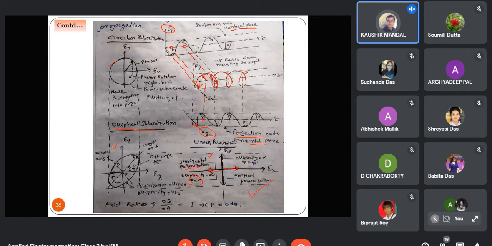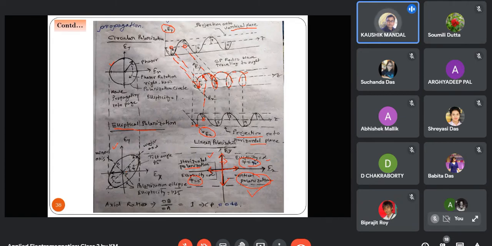Next, another case may happen. Only the y component: there is no variation in the x component, but only y is varying constantly along this vertical plane. So it will be the case of vertical polarization, and in that case phi equals 90 degrees, and the ellipticity will be infinite. What is ellipticity? Ellipticity is basically the ratio of the minor axis to the major axis, so it will be infinite.